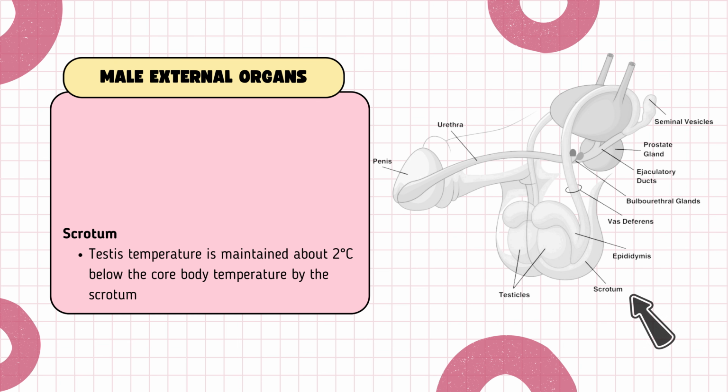Most mammals produce sperm properly only when the testes are cooler than the rest of the body. In humans, testis temperature is maintained about 2 degrees Celsius below the core body temperature by the scrotum, a fold of the body wall.